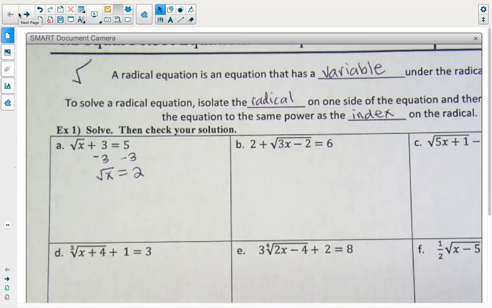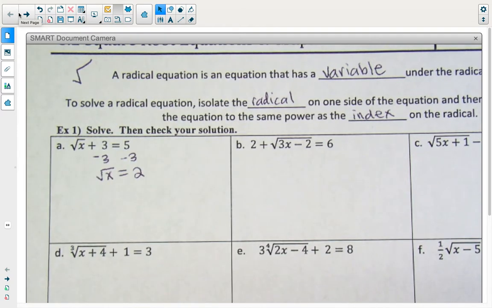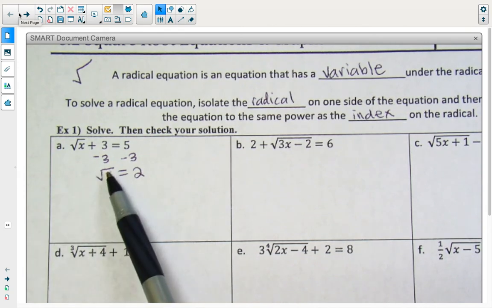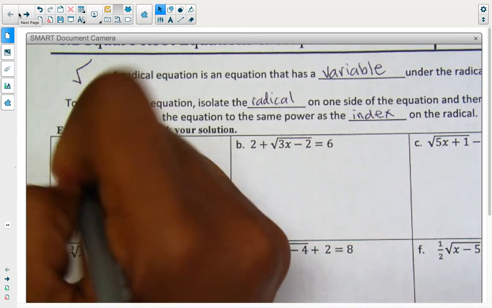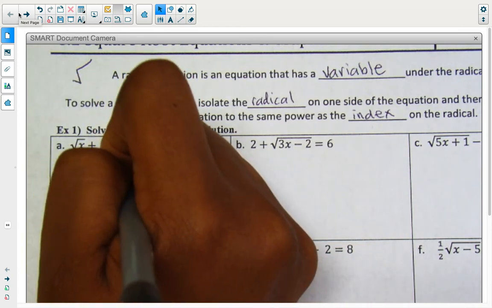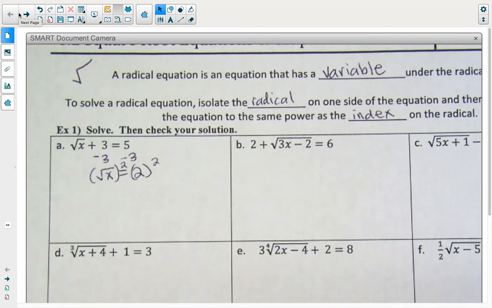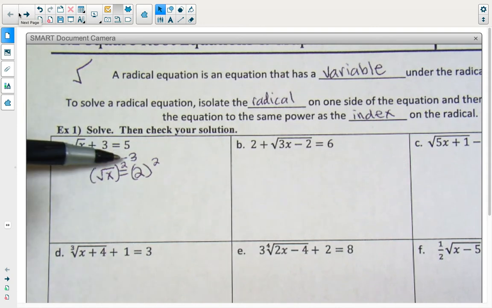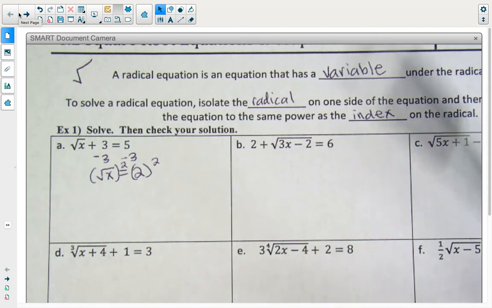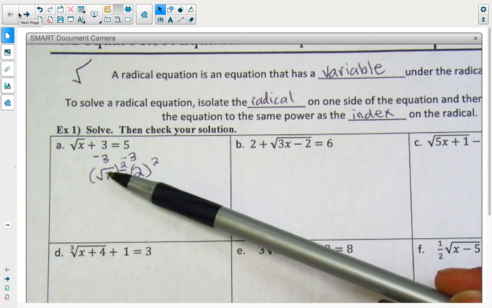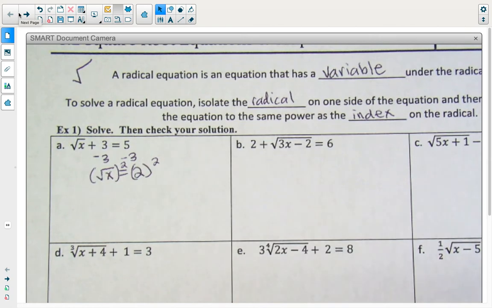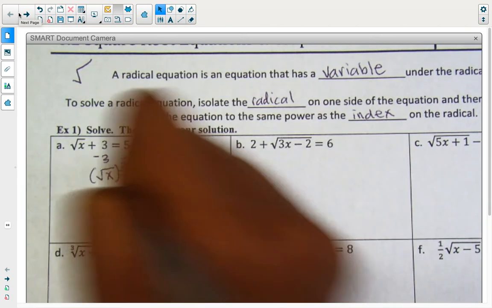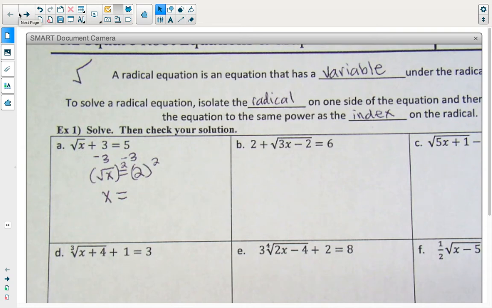So I subtracted 3 from both sides because we know that's the opposite of adding. The opposite of multiplying is to divide, and vice versa. And to undo a square root, the opposite of square rooting something is to square both sides. So I squared both sides, this little tiny 2 here. Now this 2 and my square root are going to cancel each other out, so we're left with x. And 2 times 2 is 4.